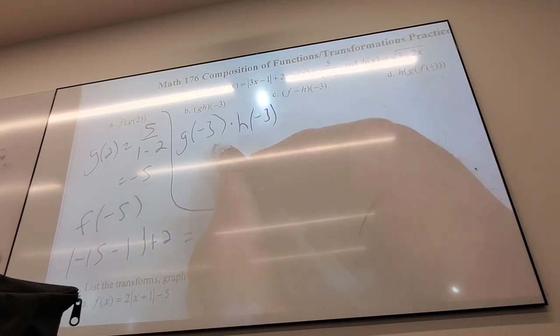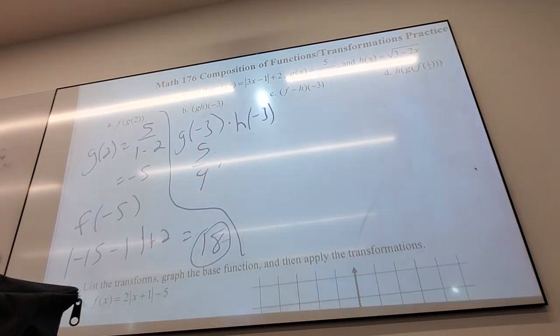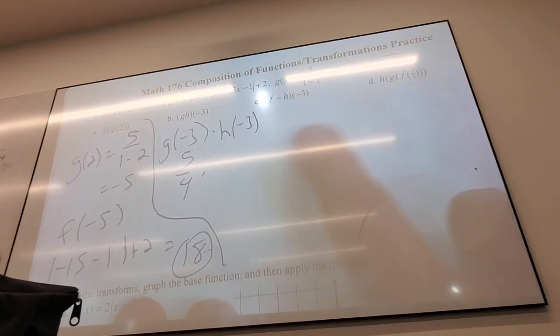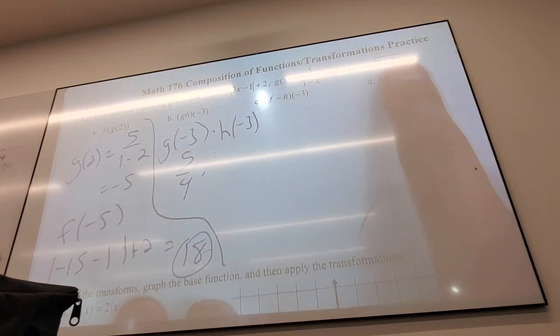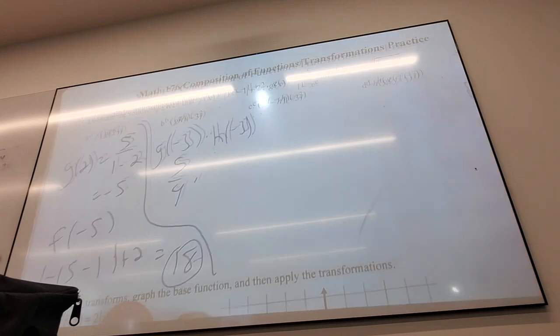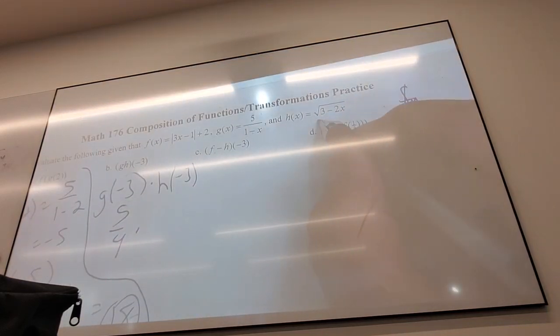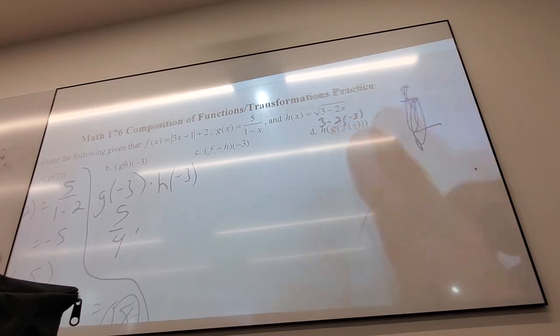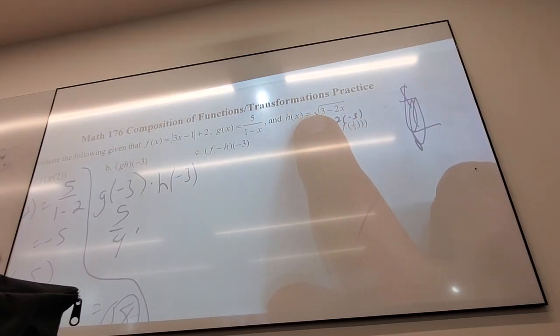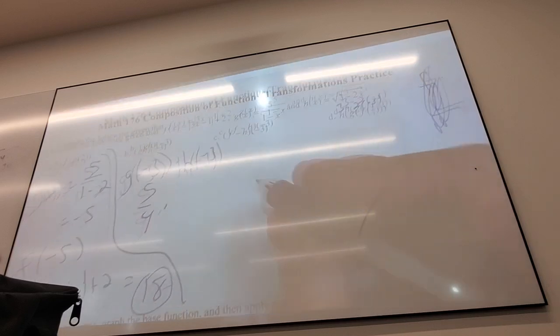5 over 4. Right? Some of you guys freak when you see that, but who cares? I don't have to do much with it. What's h of negative 3? Yeah, 3 minus 2 times negative 3 is 3 plus 6 is 9. Square root of 9 is 3. Is that okay? So if I do, yeah. If I plug a negative 3 in here, I'll get negative 2 times negative 3 is 6, plus 3 is 9, and then the square root is 3.